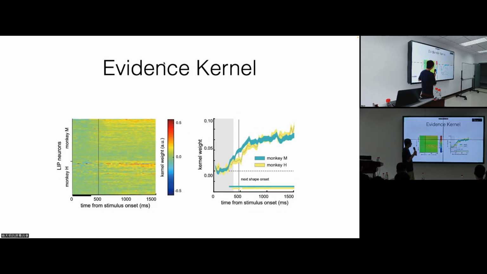And in addition, we can look at after the evidence is assembled, that is, accumulated. When does this accumulation of evidence occur? You can see in both monkeys that the information does not appear until shortly before 500 milliseconds. So it looks like initially the monkey is doing something about the shape weight instead of just directly accumulating the evidence.